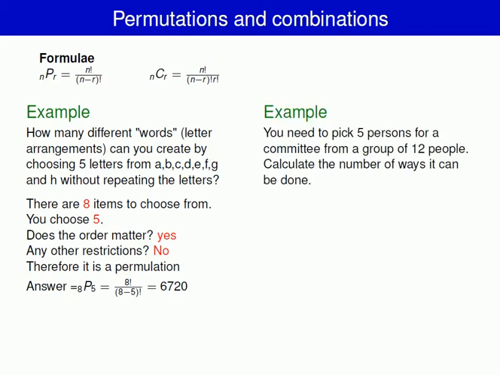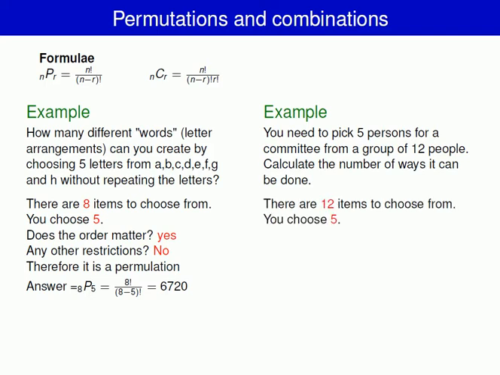So here's another example. You need to pick 5 people for a committee from a group of 12 people. Calculate the number of ways it can be done. First question, when I do this picking, can I repeat the same person for 2 slots? No, because in that case you wouldn't get 5 people in the committee. So not repeating means it's either a permutation or a combination. So we need to distinguish between those two.